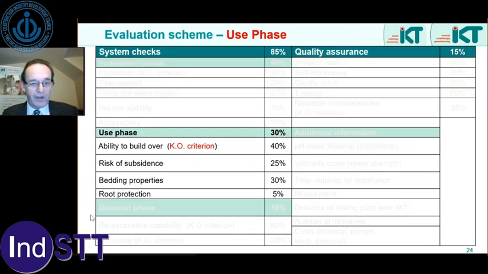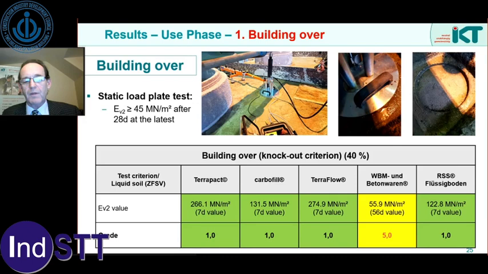So going to the use phase, we looked at the ability to build over. That was one of the failure criteria. So then we used a static load plate to look at what level of support it was able to produce. Now, it's after 28 days. This is a sort of a fixed time, but obviously in many cases it would have been possible to build over earlier than that. We had one product that took 56 days, and after 56 days it still wasn't properly supporting. Others, we had a 7-day value here.